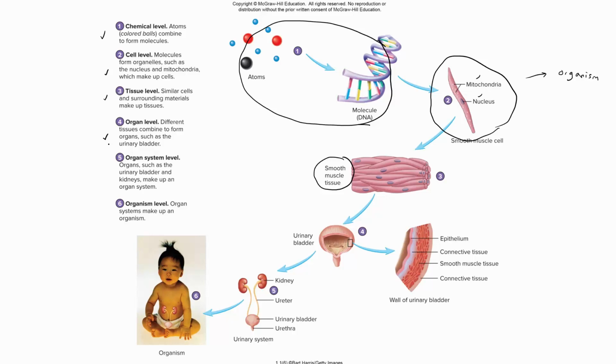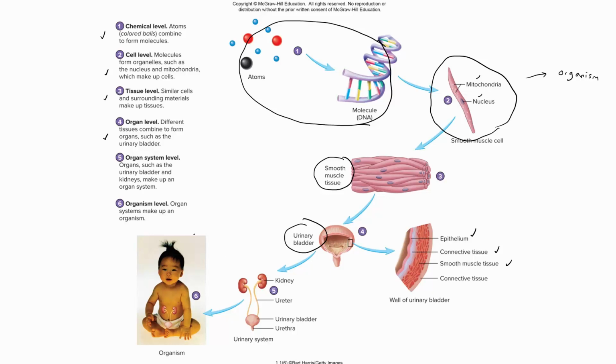We're going to take different tissues and organize them together to have organs. In this particular example, the urinary bladder, for example. That urinary bladder has a specific function, which is to hold urine until you expel it. When you look at the structure of the bladder, we're going to have several different types of tissues. So epithelium is one type of tissue, connective tissue, muscle tissue. Okay, so you can see we have several different types of tissues combining to form an organ.